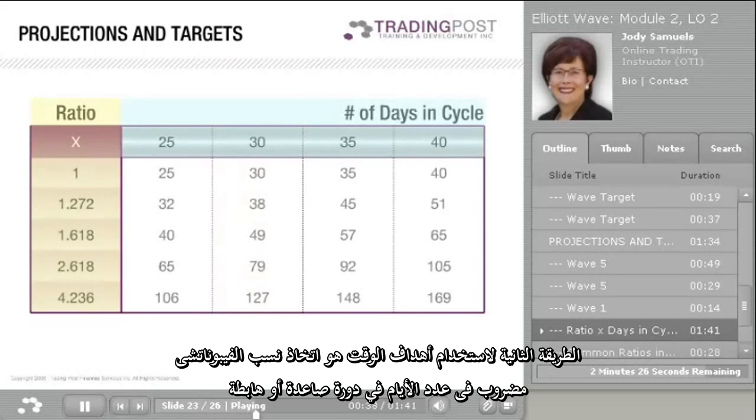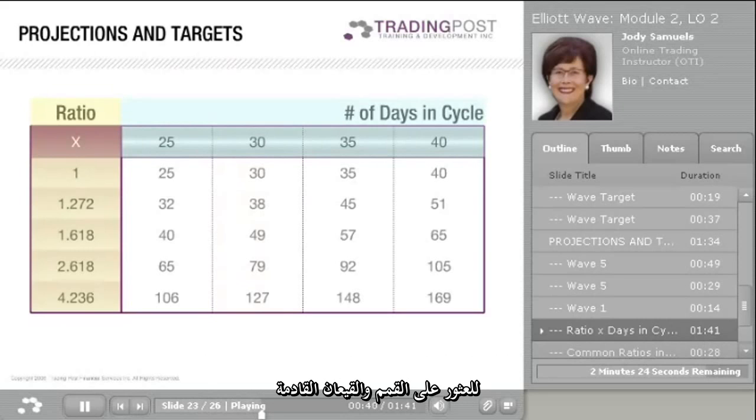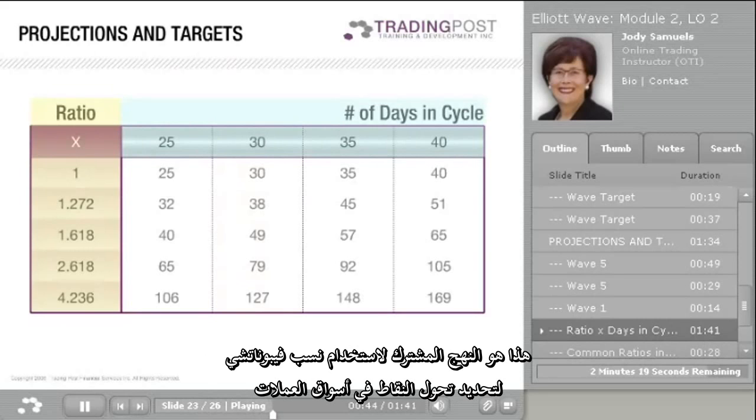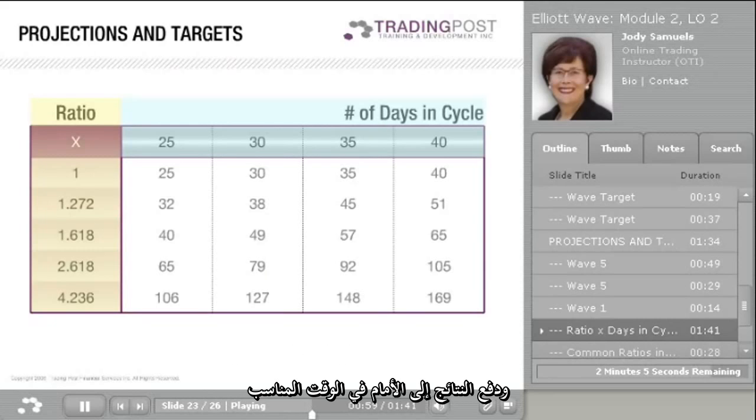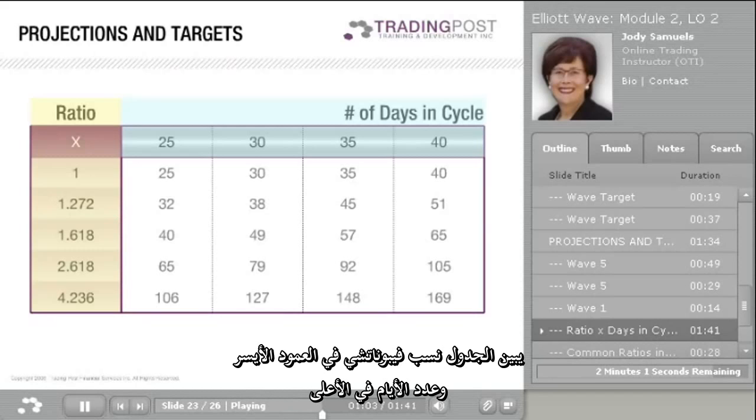The second way to use time targets is to take Fibonacci ratios times the number of days in the up or down cycle to find the subsequent cycle highs and lows. This is a common approach to using Fibonacci ratios to identify turning points in currency markets. As you can see, it requires multiplying the distance in time or days between two important cycle extremes by Fibonacci ratios and projecting the results forward in time. The table shows the Fibonacci ratio in the left column and the number of days in the cycle across the top.